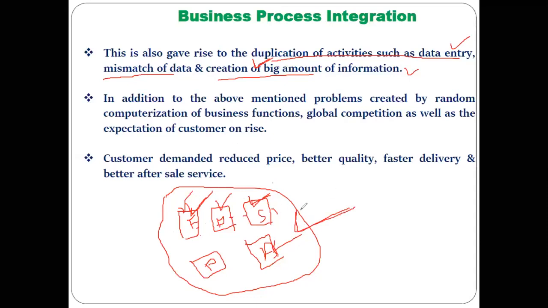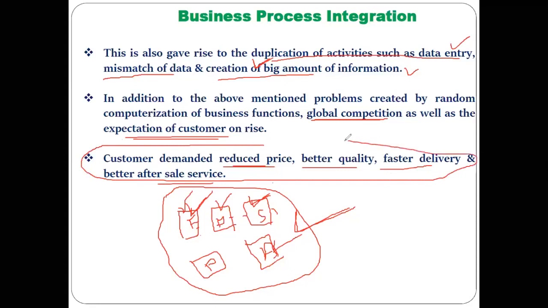Yes sir. Now apart from these problems, as the industrial revolution happened, in addition to problems like the duplication of data entries, there was global competition, which was one of the big problems. Another problem was related to the rising expectation of the customer, meaning there is a huge expectation of the customer from the industries. Now what kind of demands are there from the customer related to a certain product? As a customer we always require a certain product at a reduced price. Yes or no? We always require the product with better quality. We always require fast delivery and better service after sale. Now these are nothing but the expectations of the customer. I hope you are getting this point, correct? Expectations of the customers.